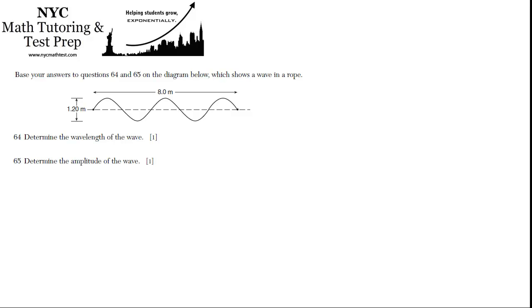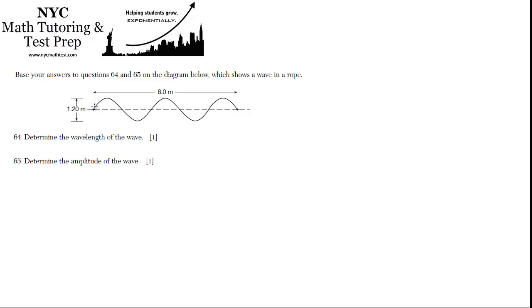64 and 65. On the diagram below, we have a wave and a rope, and they want us to determine the wavelength of the wave and the amplitude of the wave. So, for the wavelength, we know this whole thing is 8 meters, but it contains more than one wavelength, right?